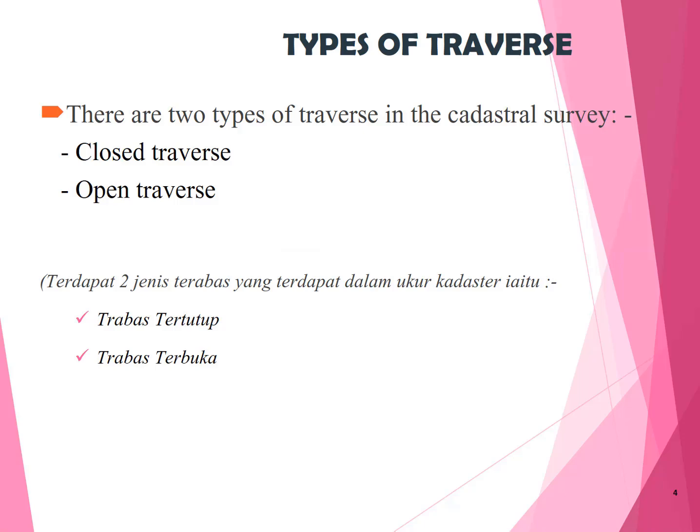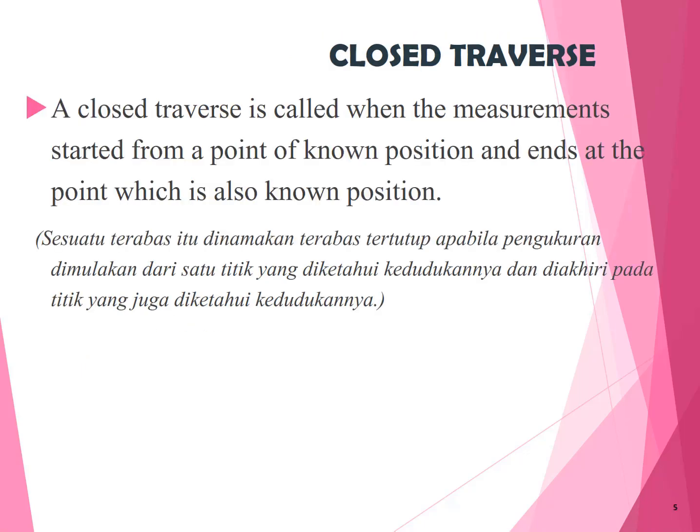Types of traverse. There are two types of traverse in the cadastral survey: closed traverse and open traverse. Closed traverse. A closed traverse is called when the measurements start from a point of known position and end at a point which is also of known position.